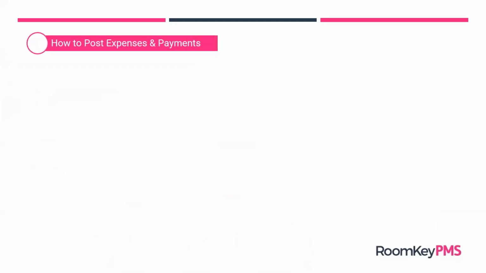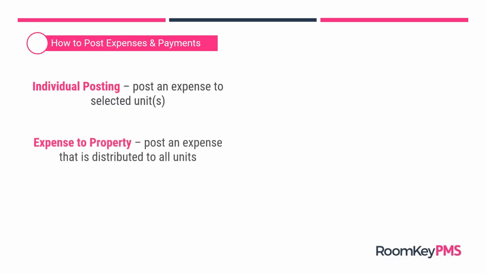We can now move on to seeing the different processes of posting expenses and payments. Now we're going to start with expenses and payments. It's the exact same process. The only difference when you're posting expenses and payments is how it's being posted, whether it is an individual posting or an expense to property.